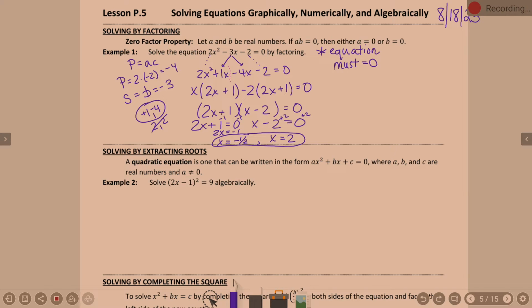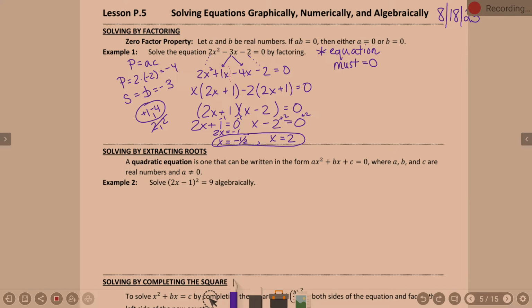Solving by extracting roots. Fancy wording, but you've done it. You know what to do here once you realize it. So a quadratic equation is one that can be written in the form ax squared plus bx plus c equals 0, where a, b, and c are real numbers and a cannot equal 0. That really should have been up there. My apologies. Because that was the form we had up here, right? This is our vertex form in a way.